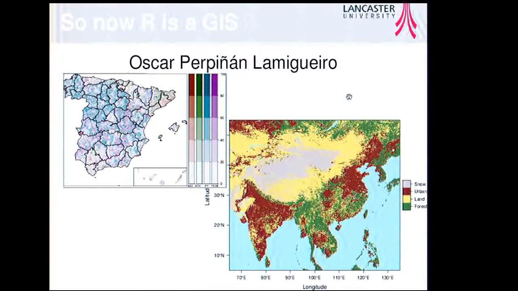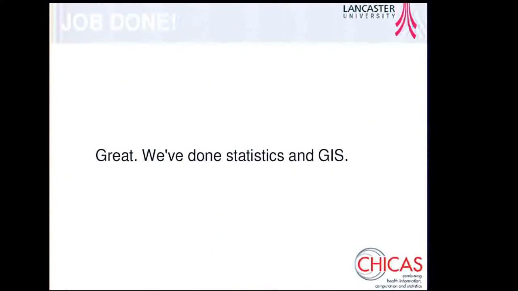And I picked up some other maps on the web from various other people. There are some lovely galleries of maps in R. This guy, Oscar Perpiñán Lamigueiro. This is some kind of four colored map, showing four variables on one map. And this is a map of snow, urban land, forest cover. You've got your cartographic axes and scale bars and compasses and all that kind of GIS-y stuff that you can now do all in R. You don't need anything. So, job done.